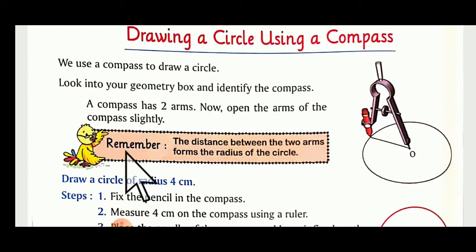The next thing is drawing a circle using a compass. How will you draw? First, we use a compass. See this device, you will get in a geometrical box, or else separately as an individual single piece. We use a compass to draw a circle.